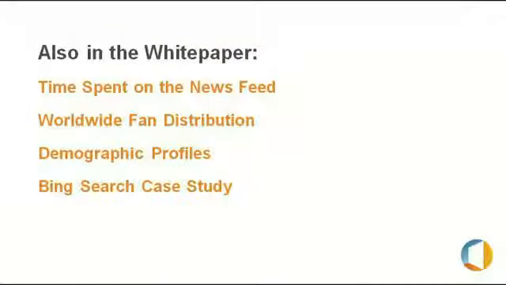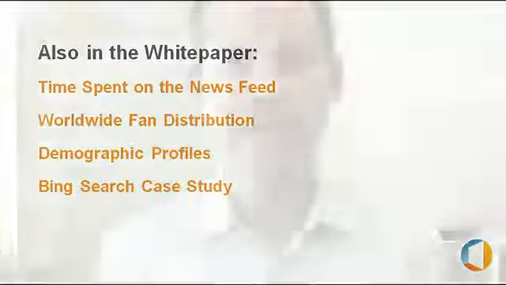There are so many more metrics in the white paper. I really encourage you to download it if you found these data points interesting. In the white paper, we have things like the amount of time people are spending on their Facebook newsfeed and how much that compares to their overall usage of Facebook. We look at how the fans are distributed across worldwide regions, so you can get a sense of the global nature of these brands reaching their fans for the first time. We take a look at the demographics of fans and compare them to the brand's typical site visitors, and we have a very good case study on Bing and how Bing fans tie to actual search activity.